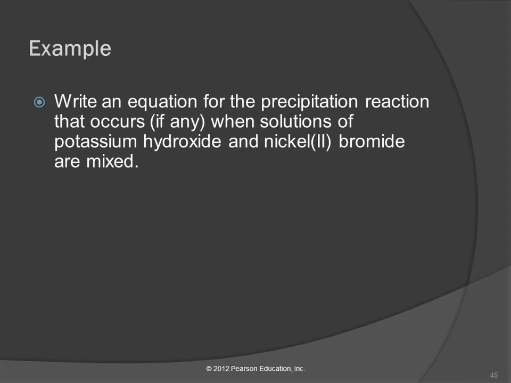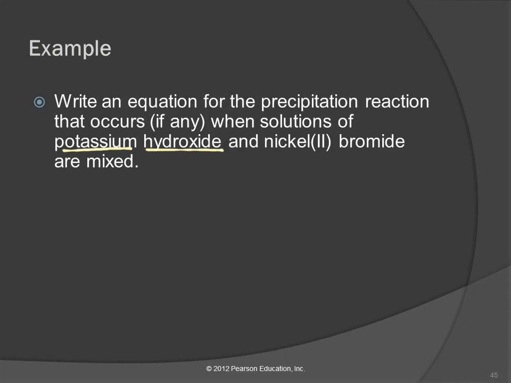Write an equation for the precipitation reaction that occurs, if any, when solutions of potassium hydroxide and nickel 2 bromide are mixed. So here they're just giving us the names of the reactants. So this is a little practice from nomenclature from chapter 5. Potassium hydroxide. 2 words, 2 ions. The first ion is potassium, the second is hydroxide.